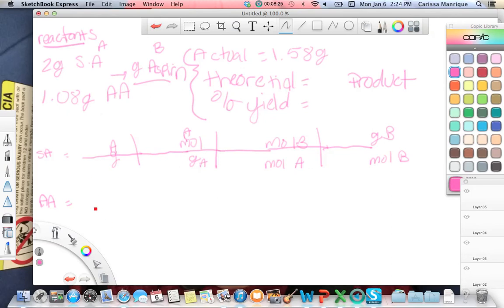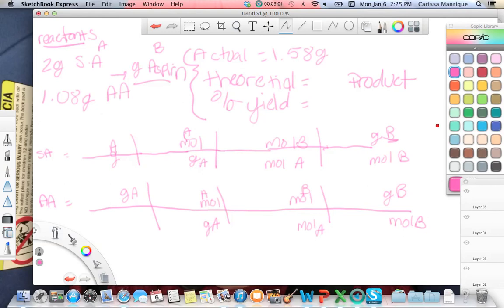Not any different. So let me just make a long line and do the same thing again. Gram A, because basically we're going to do this twice, because we need to see which one is going to be the limiting one. And basically what you're going to find is whichever one produces the least amount of grams of B, so whichever one has the smallest number at the end of the calculation, that is your limiting reactant.